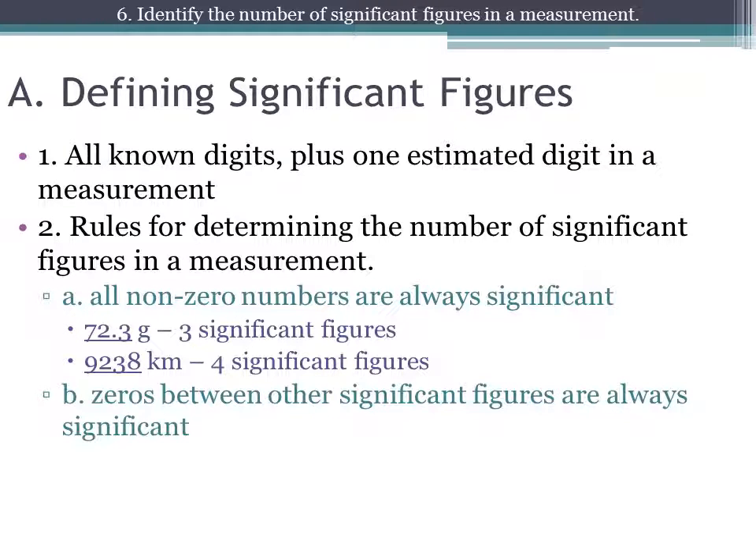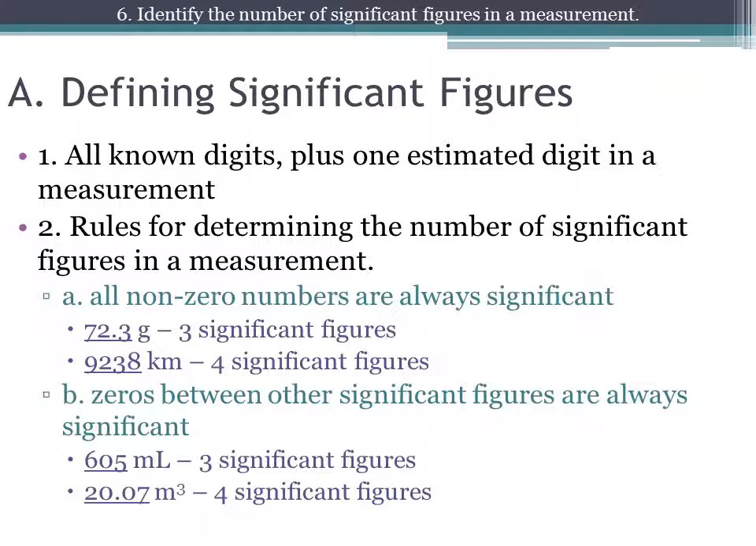Rule 2: zeros between other significant figures are always significant. So for example, if we have the measurement 605 milliliters, we know the 6 and the 5 are significant because they're not zero. That makes the zero in the middle significant because you can't have a non-sig fig between two sig figs. So there are three sig figs there.